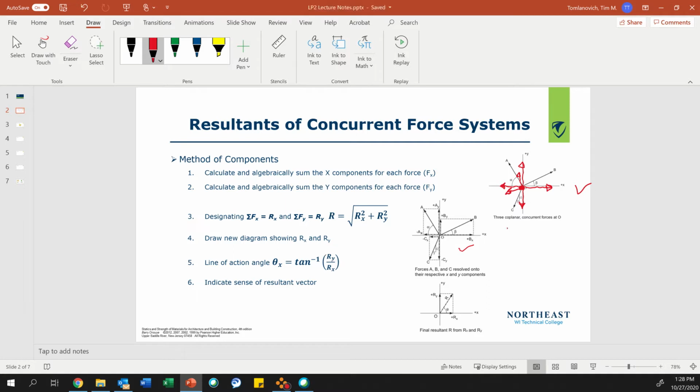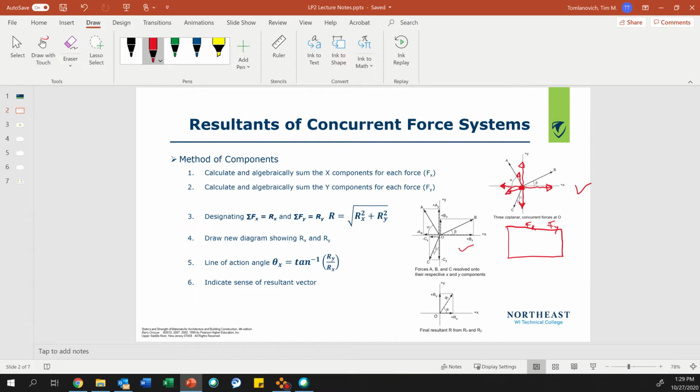So if you want, make a little table, Fx, Fy, and now you want to make sure that you're looking at the sense when you sum them up, that if I have a negative force, it's being subtracted. Once I do that, the sum of Fx forces equals Rx. That's basically a resultant of the x forces. The sum of the forces in the y direction, that's the resultant of the y's.